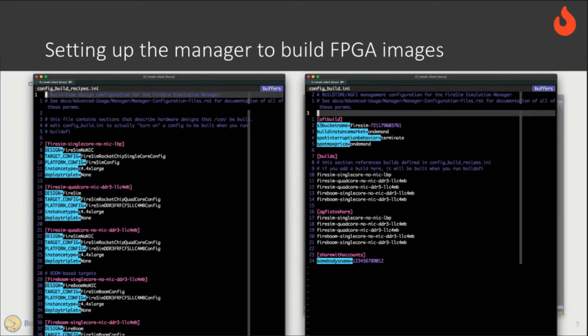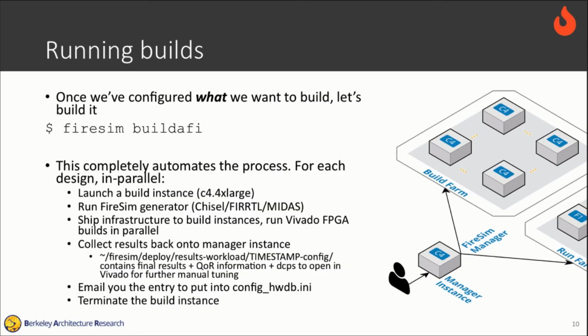OK, so let's say we've configured everything, and we have a build that we want to run now. So the way we actually run builds is through basically this command line, FireSim build AFI. And what this is going to do in the background is launch enough instances to run all of your builds. It's going to run the FireSim generator, which internally calls Chisel, Firrtl, Midas, everything. It's going to then ship all of the infrastructure that you need to run a Vivado build onto one of these remote build instances, run the process, and then collect everything at the end.